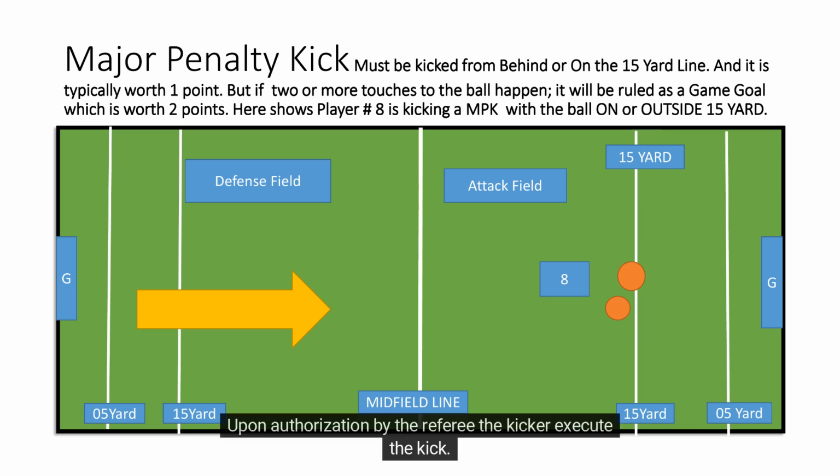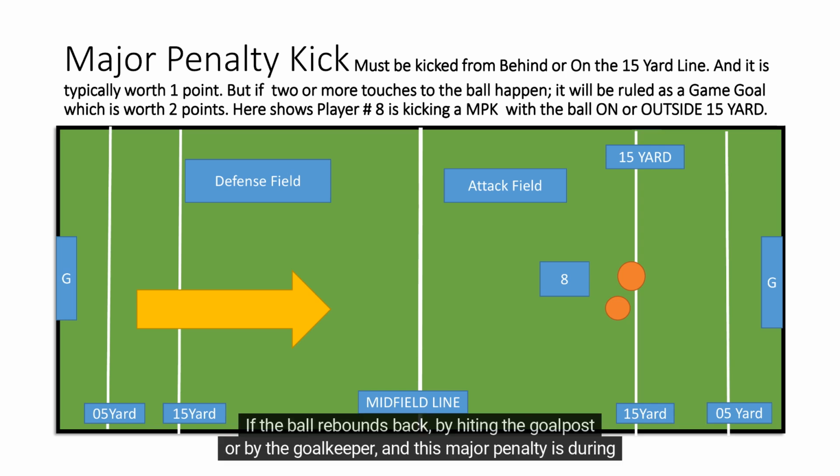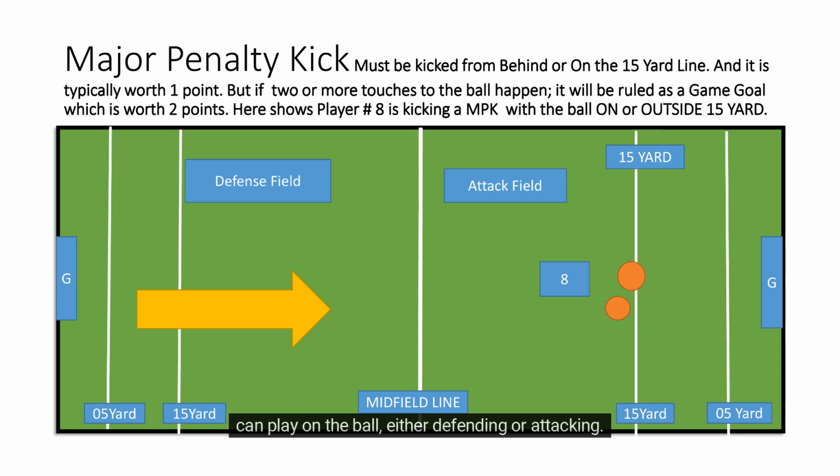Upon authorization by the referee, the kicker executes the kick. No other player can be positioned inside the 15-yard area. If the ball rebounds by hitting the goalpost or the goalkeeper, and this major penalty is during a normal 80-minute match due to a fault, the ball is still in game, and the kicker or any other player can play on the ball, either defending or attacking.